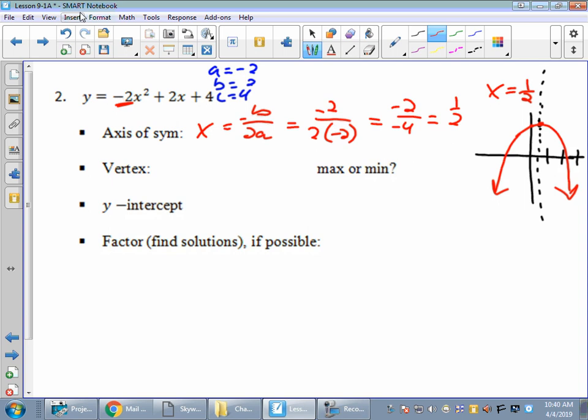With the vertex, I know the first part, my x value is 1/2. Now I have to plug in those values to find my y value.